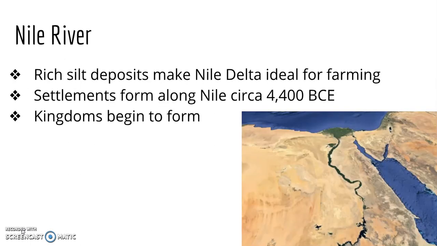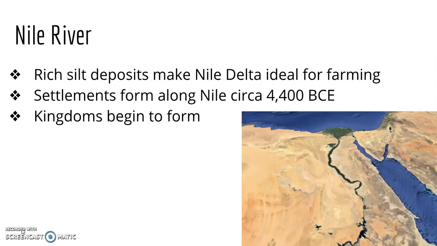So, the Nile River. Now, rich silt deposits make the Nile Delta ideal for farming. If you look at the map included on this slide and in your handouts, you will notice that there is a green area around the Nile Delta. The Nile Delta is the point at which the Nile River makes contact with the Mediterranean Sea. This area is a lush land, good for farming.